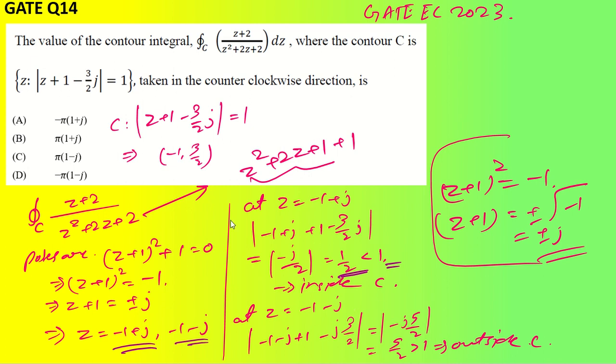So let us talk about another pole, minus 1 minus j. You put minus 1 minus j here in place of z. So this is going to be minus j 5 by 2, so the mod is 5 by 2, which is more than 1. It means it is outside the contour. So we are ready with the pole which is inside the contour.